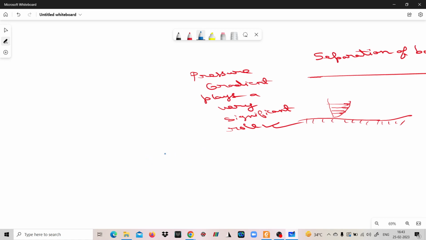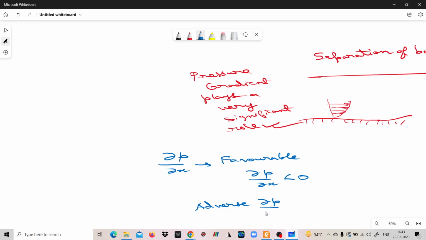See, we say that the pressure gradient del P by del X along the flow direction X is favorable when this pressure gradient is less than 0. And we say that the pressure gradient is adverse when del P by del X is greater than 0. What is the meaning of this?